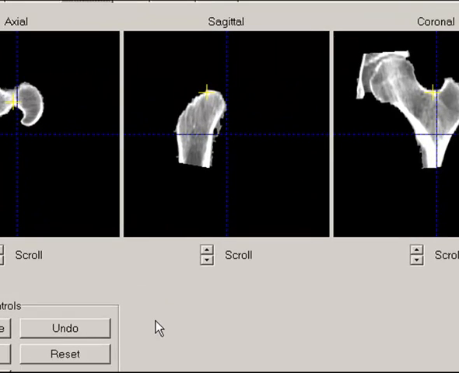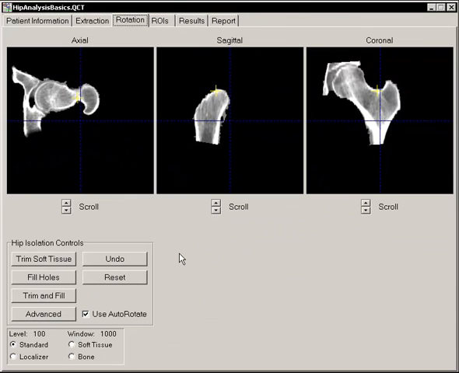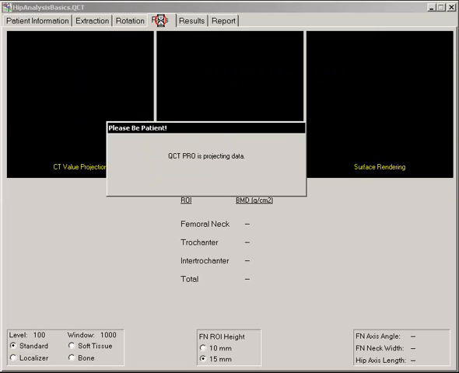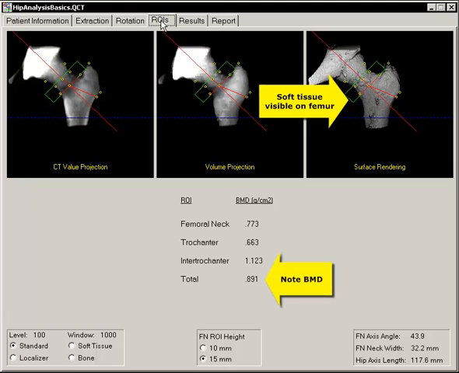On this example, we can see significant soft tissue on the femur that needs reduction. The question is, how much? Let's determine this by experimentation. First, let's look at the ROIs from an unadjusted image. Note the rough contour of the femur being caused by the residual soft tissue. Note the total BMD value is 0.891.